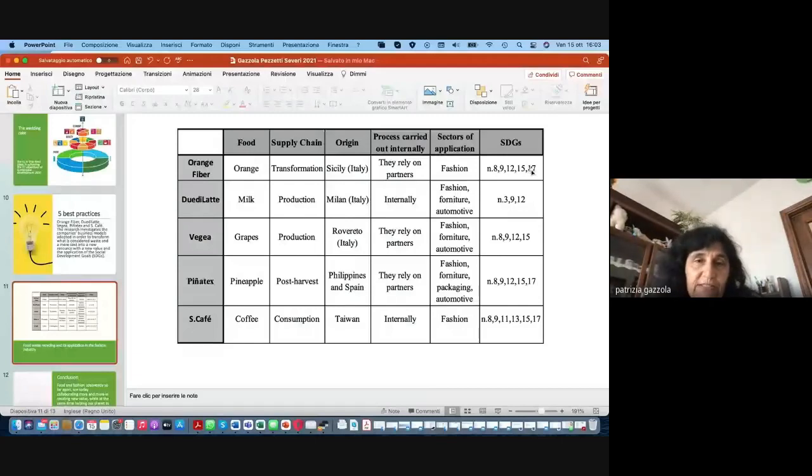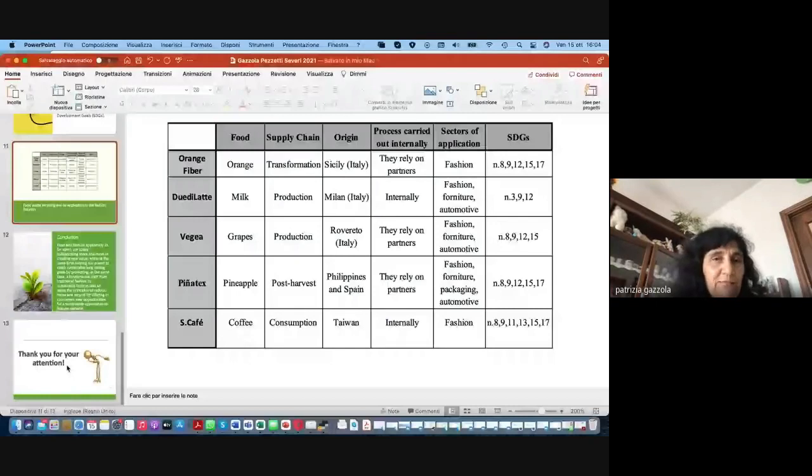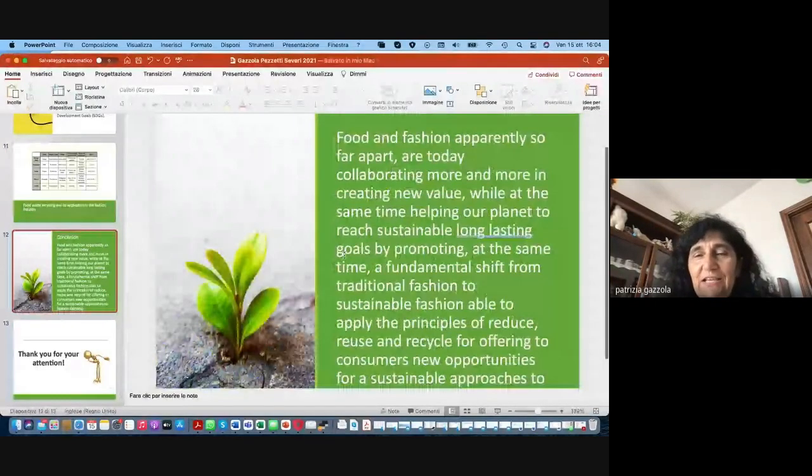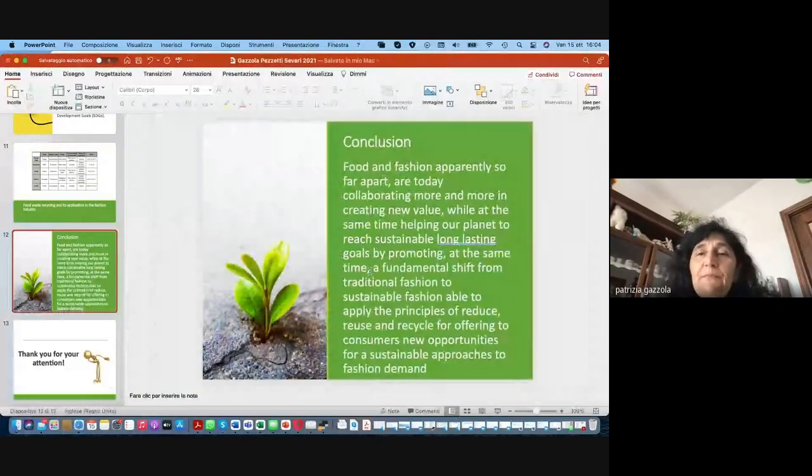Then here you can see just my table, and I skip to the conclusion, of course, because my time is finished, but at the end we can discuss together. And what can I say then? New ideas bring new ways to make business also, and this is an opportunity, especially in the future.